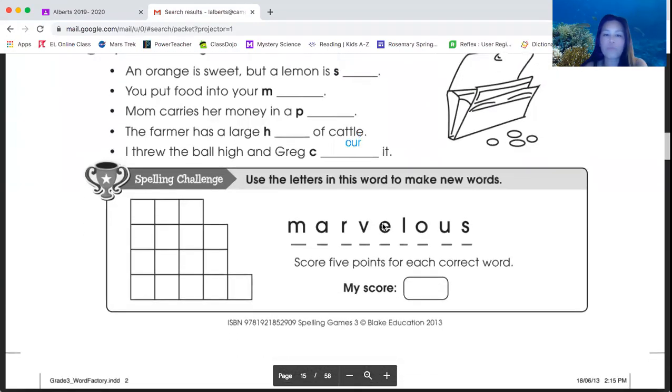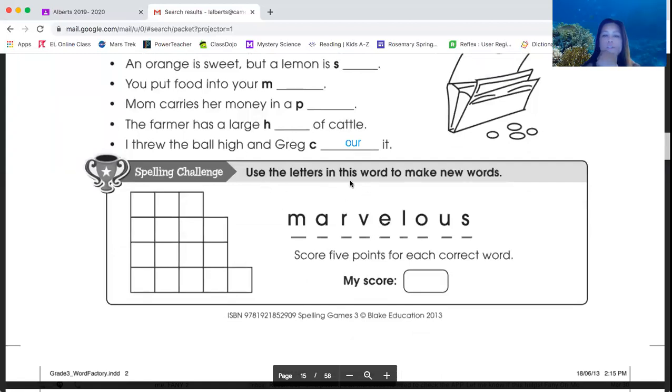Okay, and then here you have a spelling challenge. So this one, you can use the letters in this word to make as many new words as possible. So the word is marvelous, and you're gonna score 5 points for each correct word. So here you'll see that the first one has 3 spaces to the right, and it also has 4 spaces down. So let me show you what they want you to do. So here, if you look at marvelous, you gotta come up with 3 of these letters that will make a word. So for example, I already see, I see a 3-letter, RAM, R-A-M.